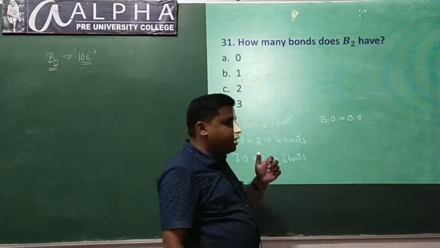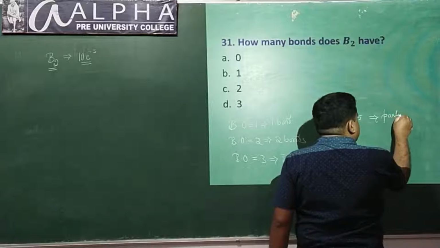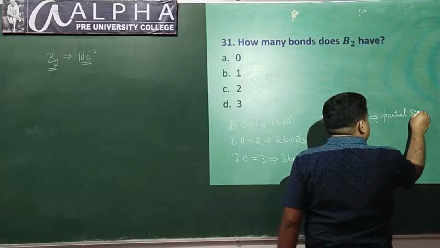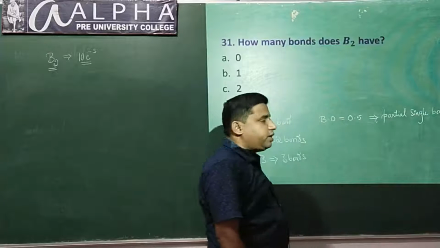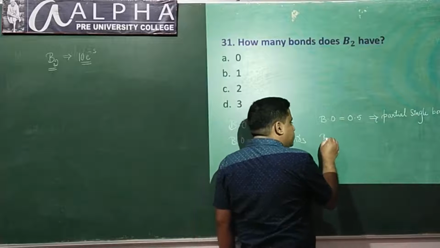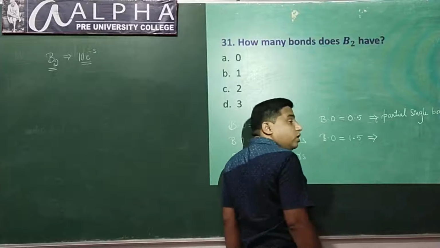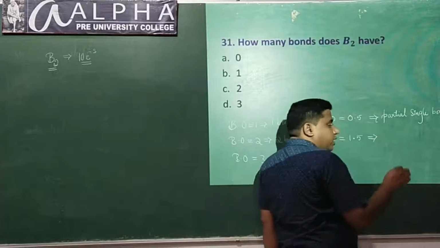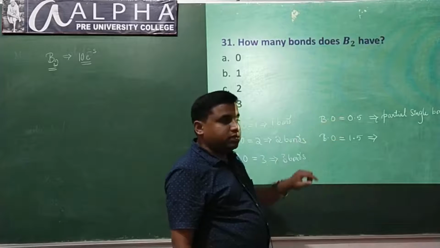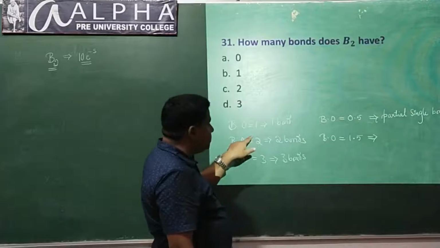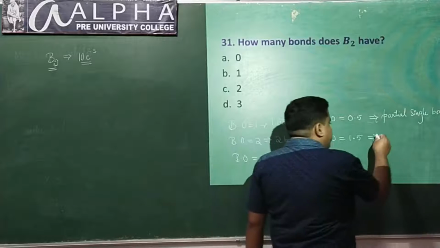0.5, we call it a partial single bond. What if the bond order is 1.5? If the bond order is 1.5, then we call it a partial double bond. Less than 1, more than 0 means partial single bond. More than 1, less than 2, that means it is partial double bond character.